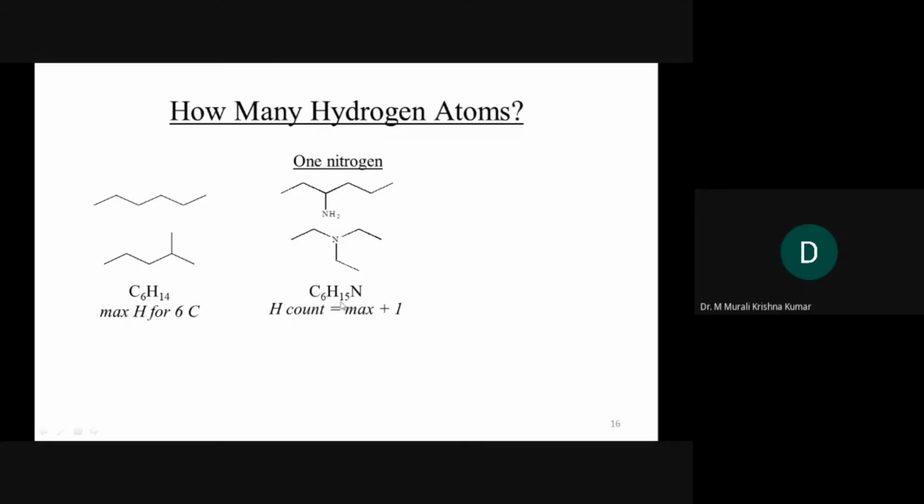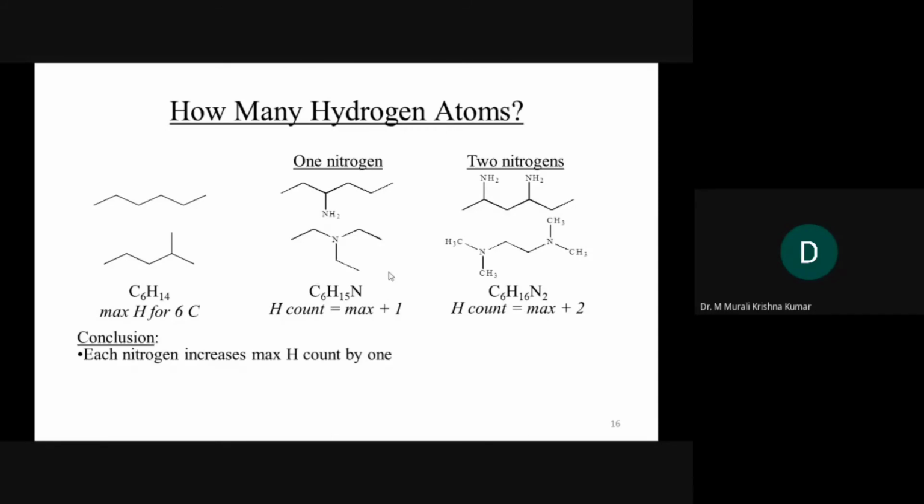So whenever nitrogen is there, the proton count increases by 2. It is like that. The molecular formula clearly tells you how many hydrogens shall be there in an organic compound. Each nitrogen increases the maximum hydrogen count by 1. So for carbons and nitrogens, you can do these simple calculations to obtain the number of protons that can be there.